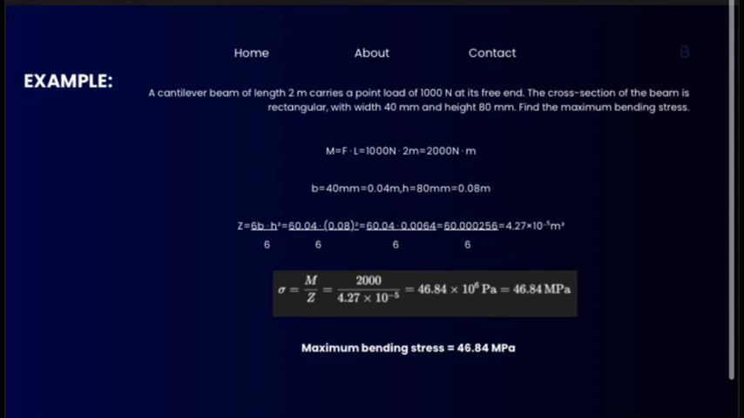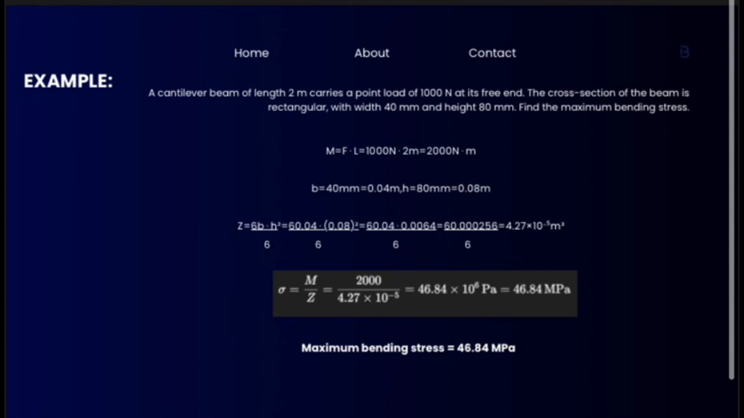So step 2 is convert the dimensions to meters. So width of the beam is 40 mm. So 40 millimeter divided by 1,000 is equal to 0.04 meter. So the height of the beam is 80 millimeter divided by 1,000 is equal to 0.08 meter.